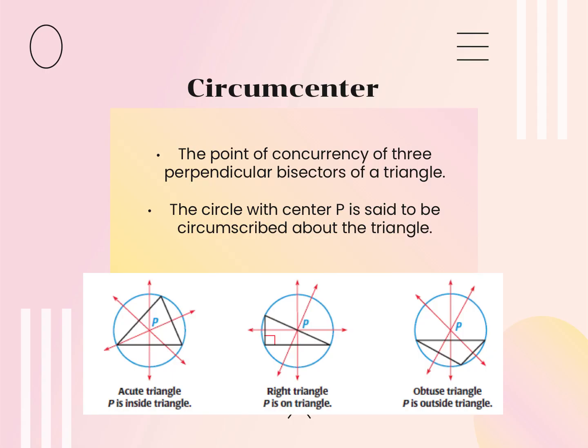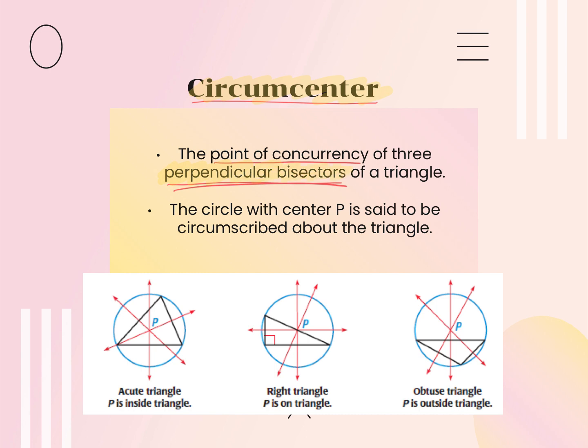And so that's where this first part here, the circumcenter, comes into play. So the circumcenter is the point of concurrency. Notice it's a point of concurrency. It's the name given to the point of concurrency of three perpendicular bisectors of a triangle. And that's the most important part here, that the circumcenter comes from perpendicular bisectors.